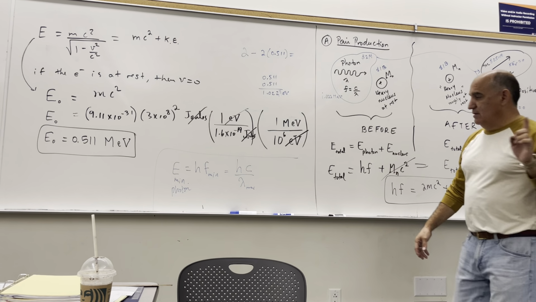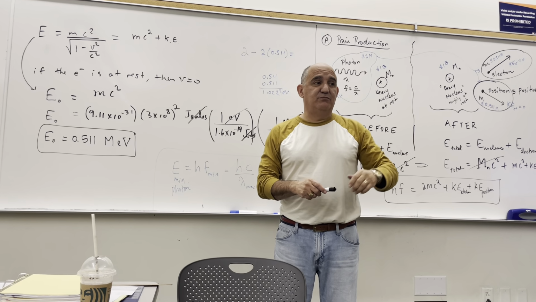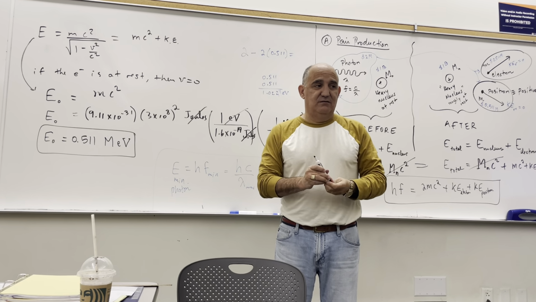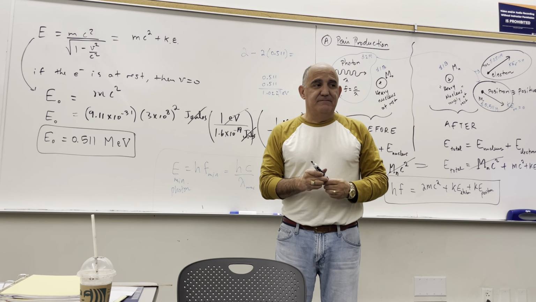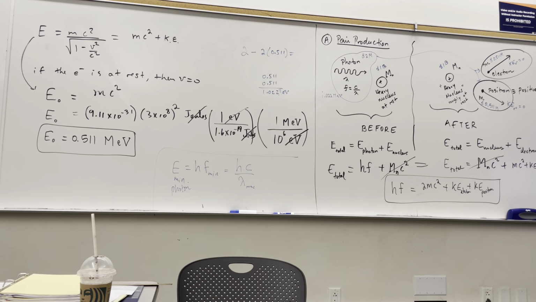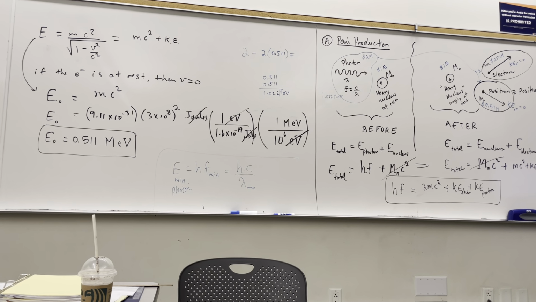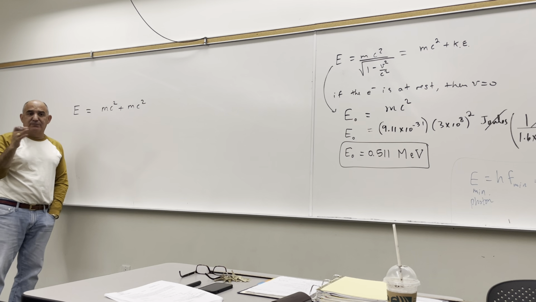Does it make sense? Don't fall asleep tonight unless that makes sense. So the energy of the photon has to at least make the proton plus the antiproton. The proton and the antiproton both have the same mass.